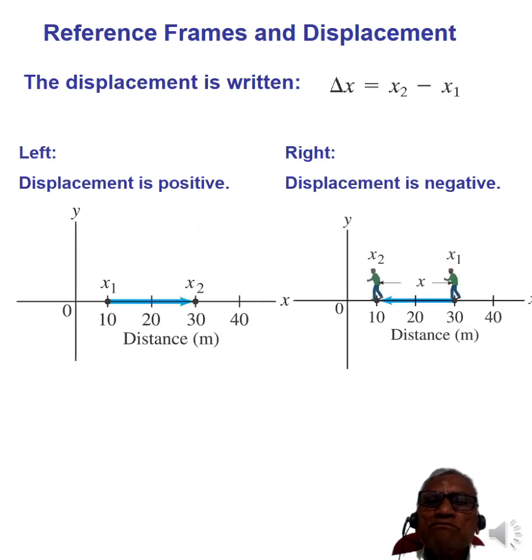Here we have the case that we talked about, the positive and negative displacement. The displacement we define as the difference between the final position and the initial position. X2, X1 are positions. So always the subscript here, the bigger subscript refers to later times. So X2 is later time and X1 is earlier time.